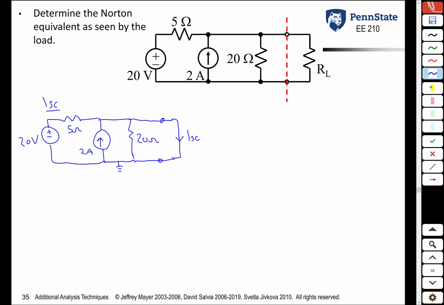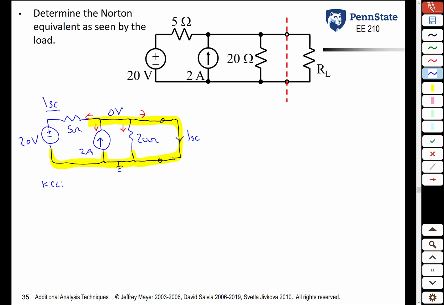If we ground that bottom terminal there, notice this is all the same potential here, and so the voltage all along that node is 0 volts. We can now do KCL here. That current plus that current plus that current plus that current is equal to 0.